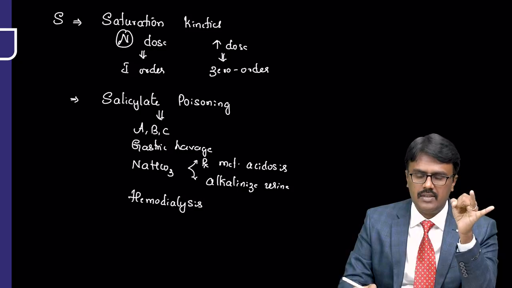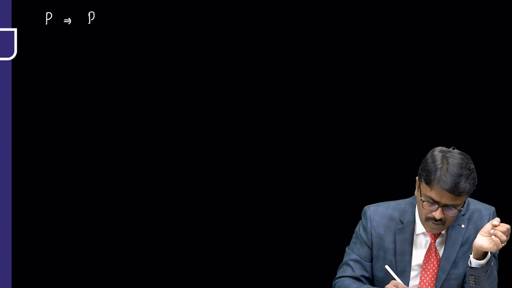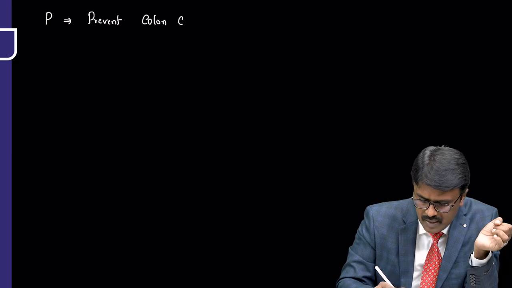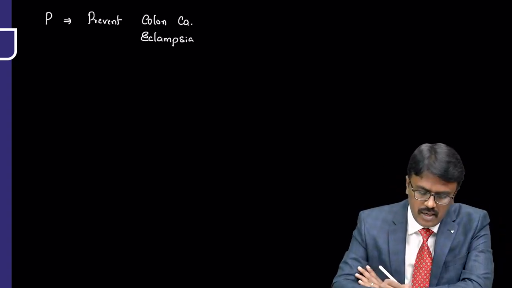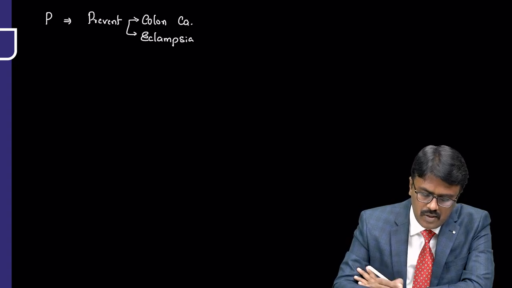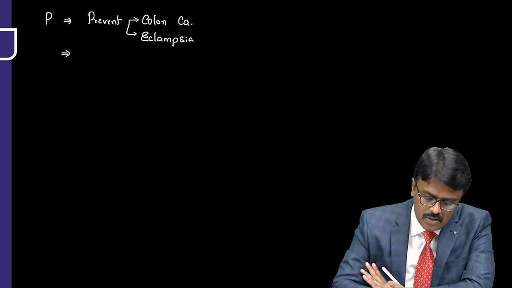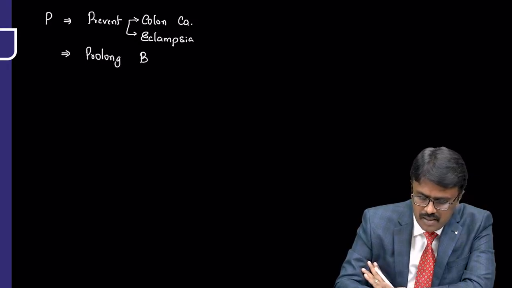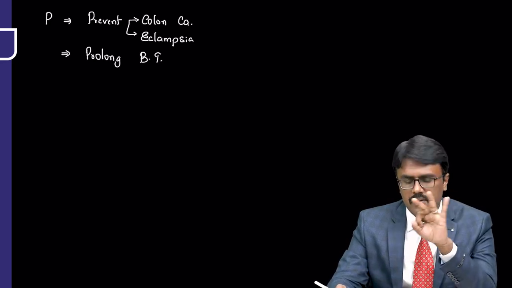So we are done with A. Next, B. It has been shown to prevent colon cancer as well as preeclampsia if it is used as prophylactic therapy. It has been shown to decrease the incidence of colon cancer and preeclampsia. And also, since it's an antiplatelet drug, it can prolong the bleeding time. So BT stands for bleeding time. So we are done with A, S, P.